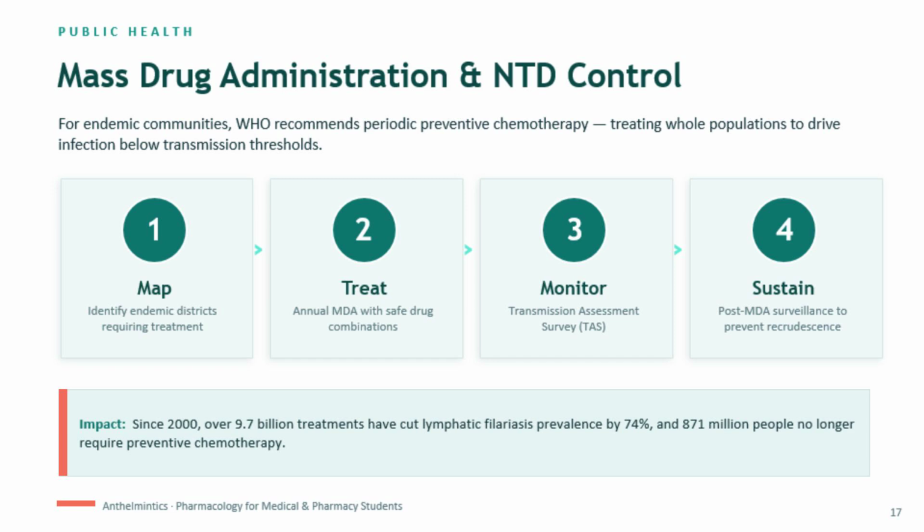Third, we monitor using the Transmission Assessment Survey. And fourth, we sustain with post-treatment surveillance to catch any resurgence early. The impact has been extraordinary. Since the year 2000, over 9.7 billion treatments have cut lymphatic filariasis prevalence by 74%, and more than 870 million people no longer require preventive chemotherapy. This is medicine operating at a truly global scale.